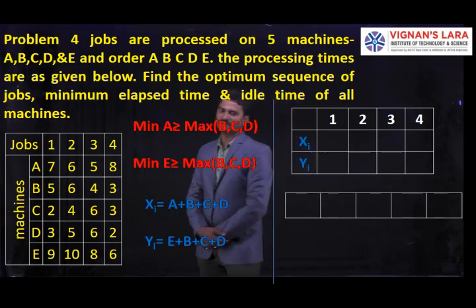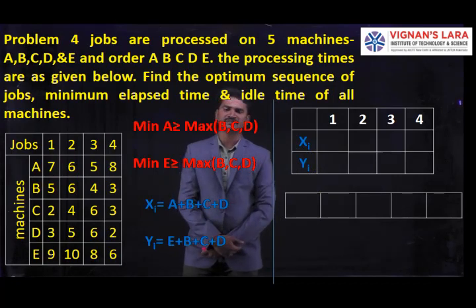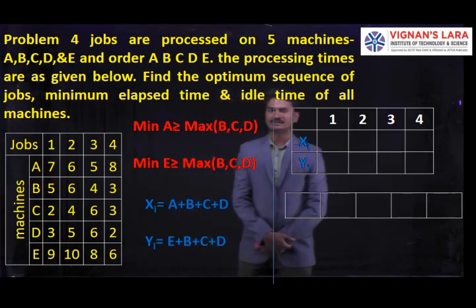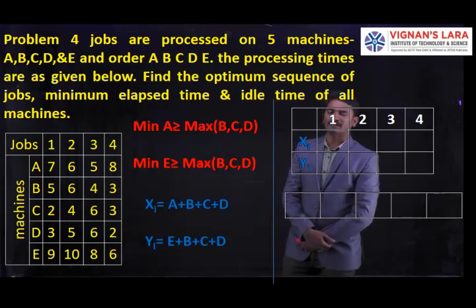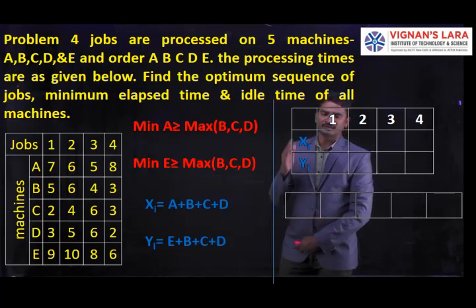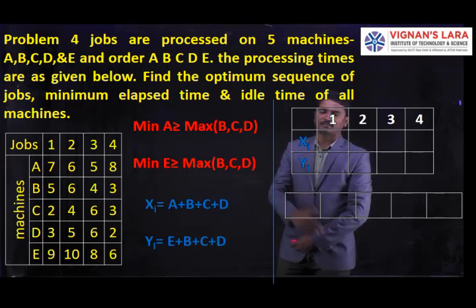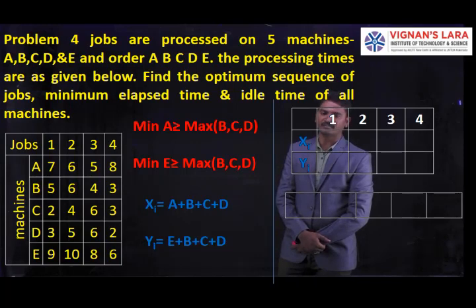Here our problem is 4 jobs processed on 5 machines: A, B, C, D, E, in that order. It means first we have to process on machine A, then B, then C, then D, then E. The processing times are given below. Find the optimum sequence of jobs and the minimum elapsed time and idle time of all machines.